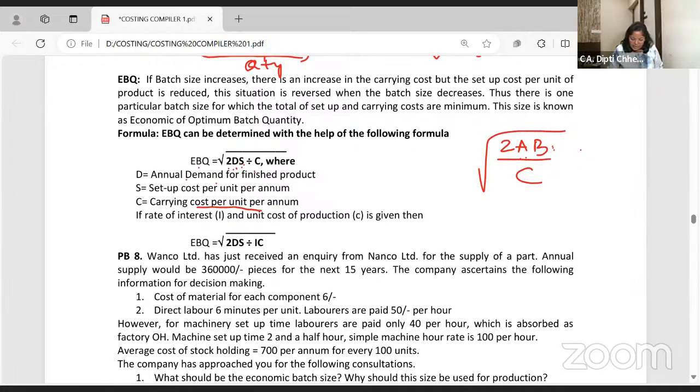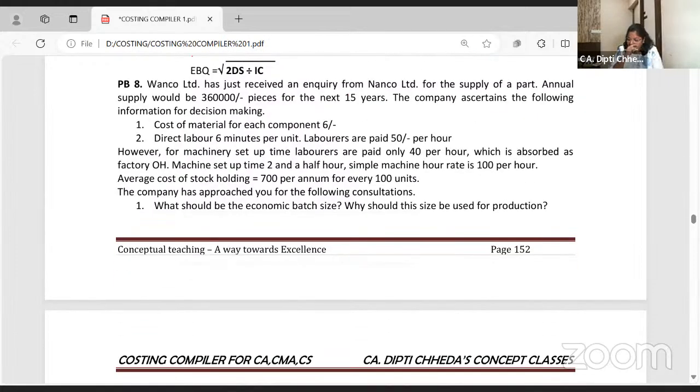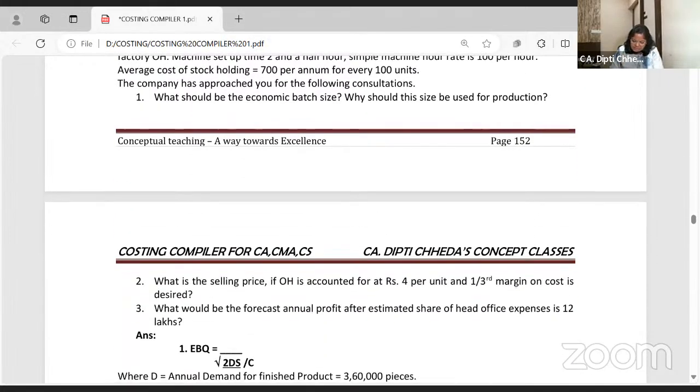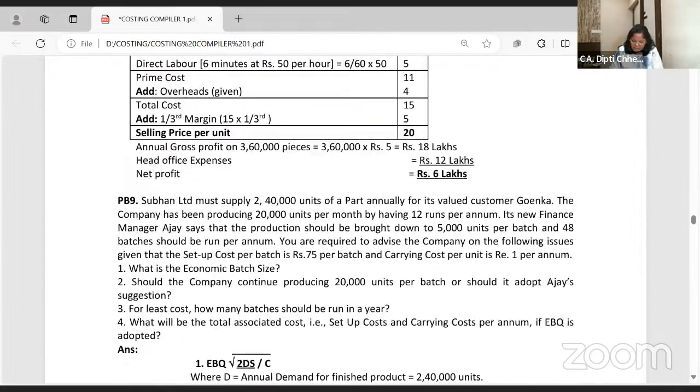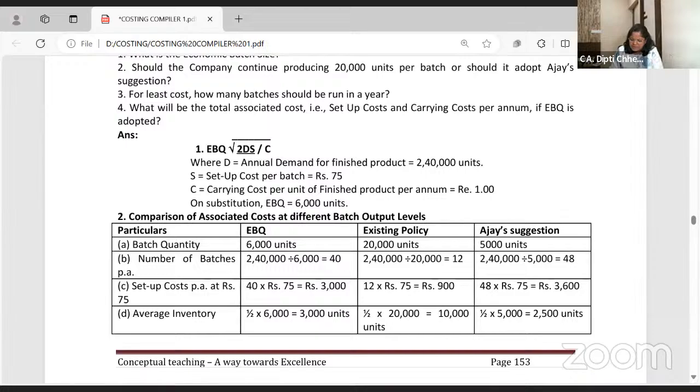Now, if the rate of interest and the unit cost of the production is given, and the percentage of interest is given on the cost of production, you can multiply and get it. And now simple questions are asked, whether they should go for this or that. I would like to take up a similar question.